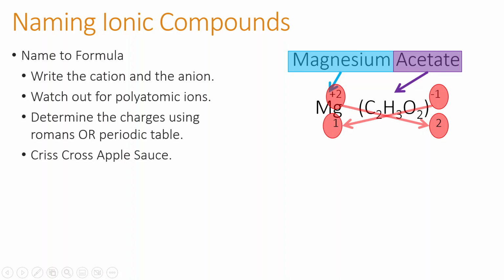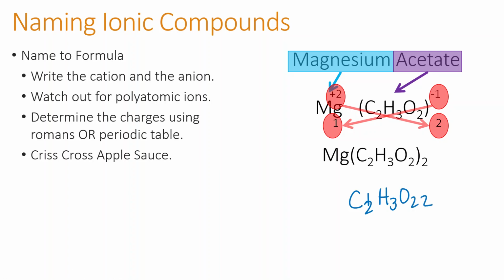So I have 1 magnesium with a +2 charge, and I have 2 acetates with a -1 charge, so that gives me -2. Notice that around acetate, I have a parenthesis, and that's because I'm trying to say that there are 2 acetates. I don't want to confuse it with something like this. So we're not trying to say C2H3O22. We're trying to say that we have C2H3O2 and there are 2 of them.